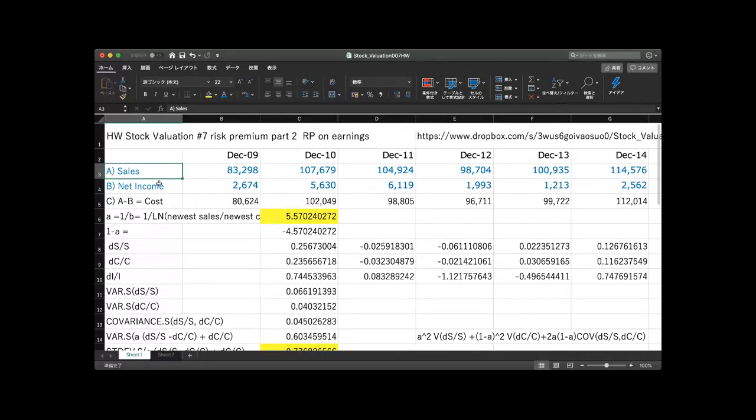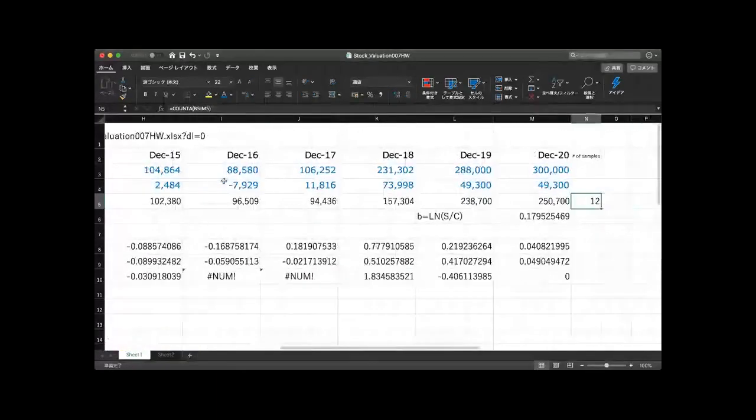Instead of calculating directly from the net income sequence, we have two time series. One is sales and one is cost. The definition of cost is sales minus net income. So in the first year, sales minus net income would be cost. And here we have 12 cost values.